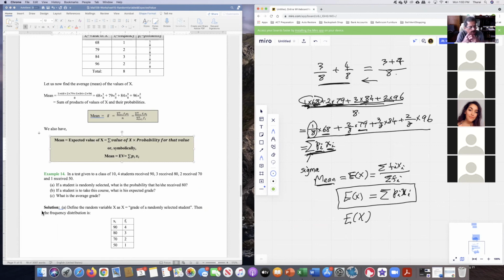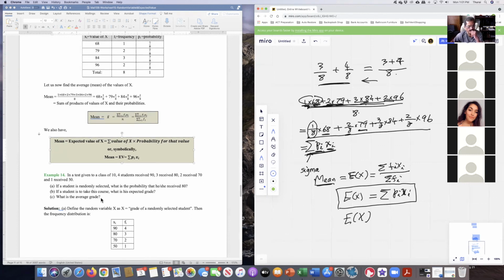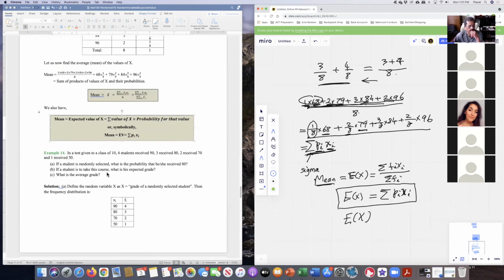In a test given to a class of size 10, 4 students received 90, 3 students received 80, 2 students received 70, and 1 received 50. Then it says, if a student is randomly selected, what is the probability that he or she received 80? And then if a student takes this course next semester, what is the expected grade? And then what is the average grade? These are the questions.